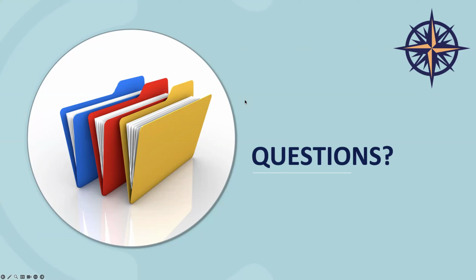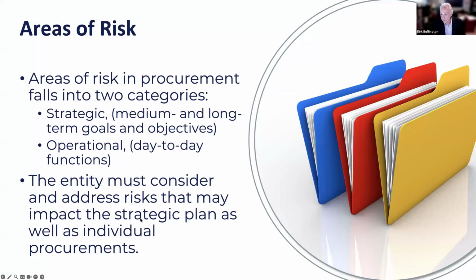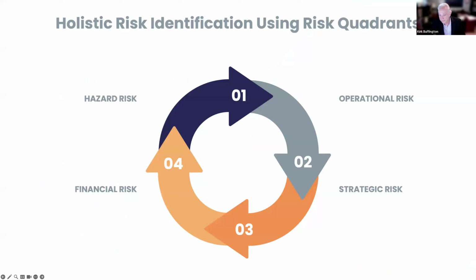Audrey Smith added a question in the Q&A. What were the 4 risk quadrants again, please? Let me just go back to that slide if I can. Here you go. I think you're referring to these. We'll obviously talk in greater detail in the Learning Lab about each type of risk that may be hazard, financial, operational, or strategic.